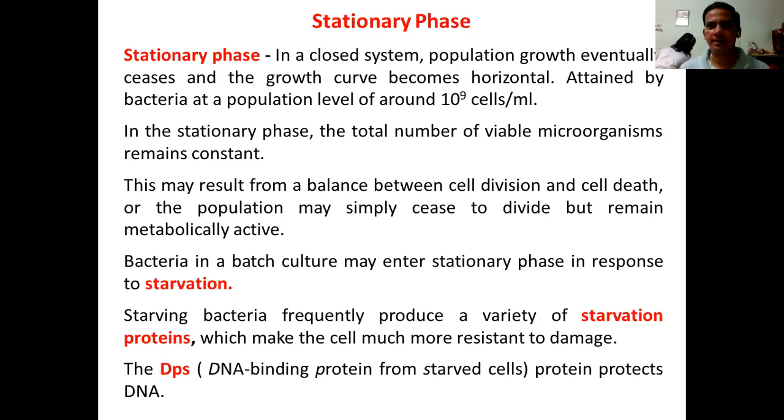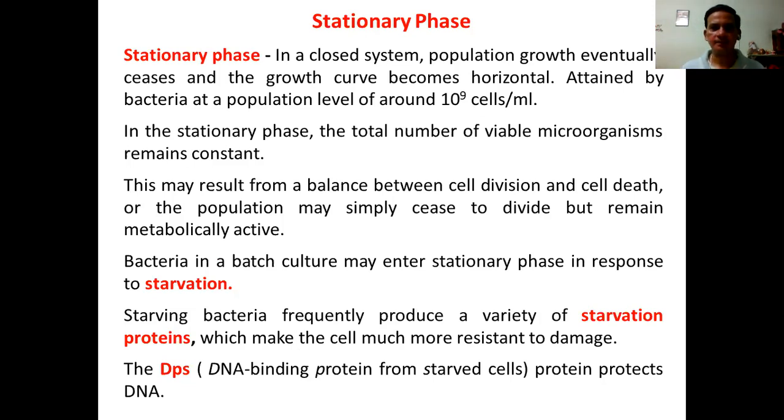When there is a deficiency of nutrients, it will lead to starvation. Starving bacteria produce a variety of starvation proteins, which make the cells much more resistant to damage. It means that when these bacteria are under stress, it could lead to different kinds of formations. For example, they can enter dormancy, and that dormancy will lead to the formation of spores. Those dormant spores are very hard to kill. They are very resistant to different kinds of stresses.